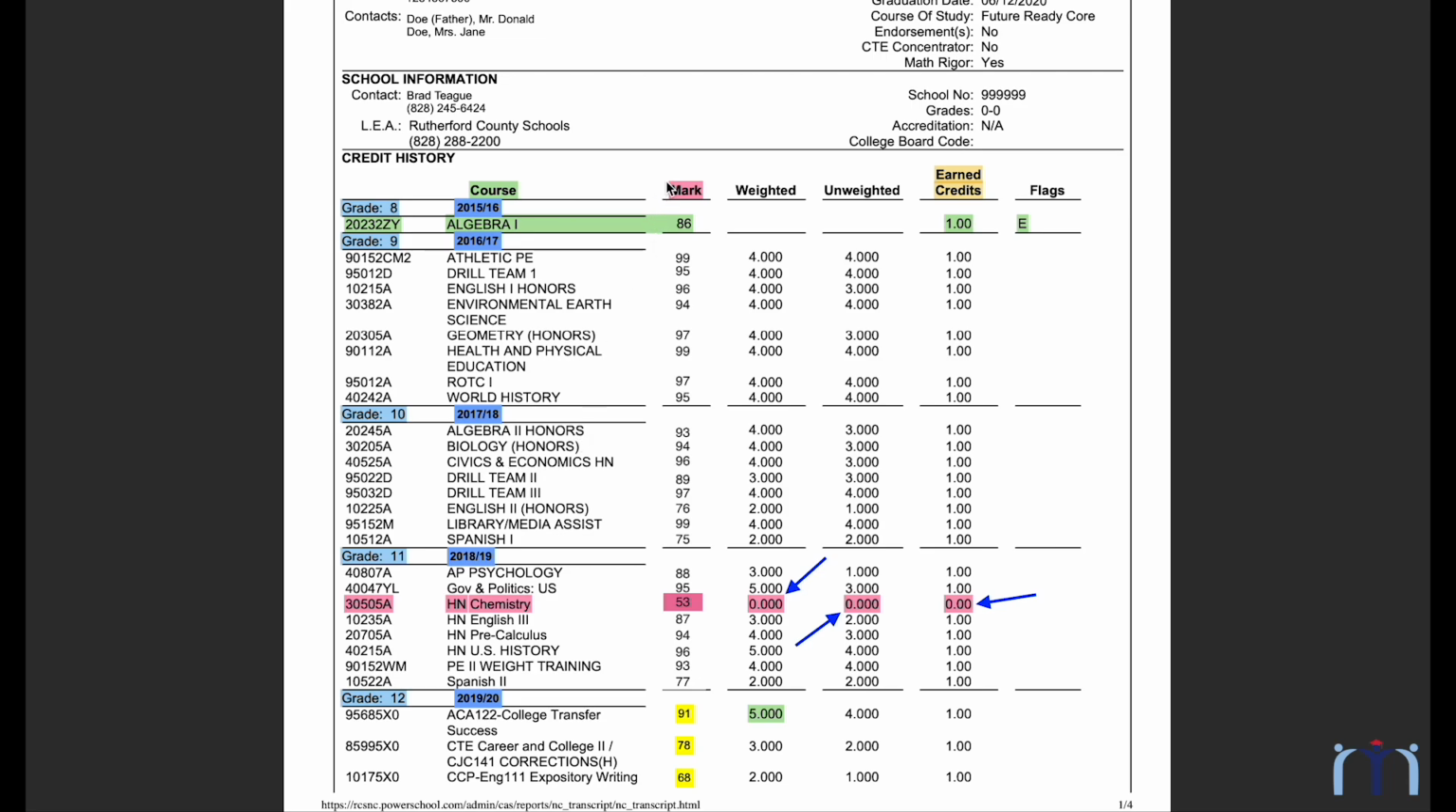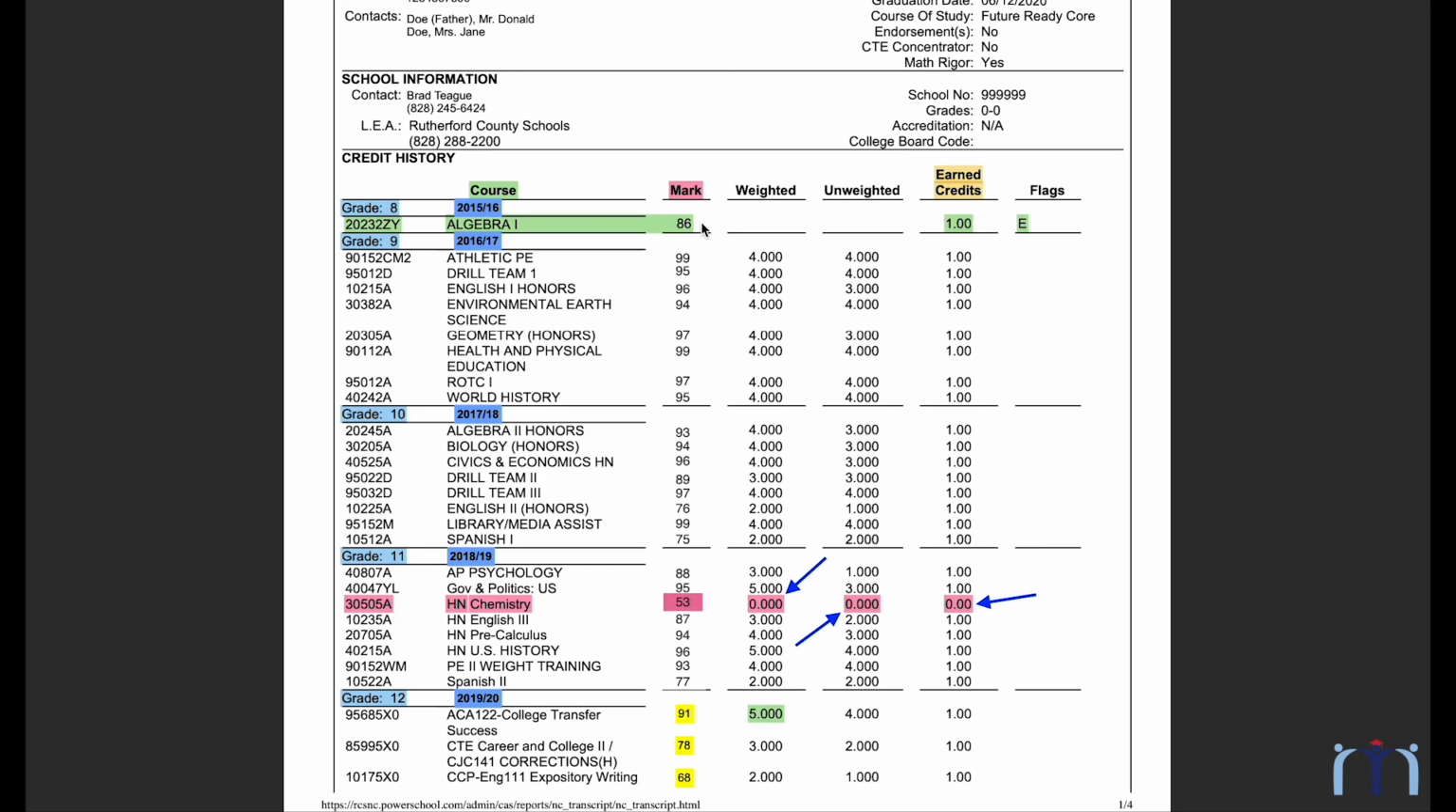The second column will be the mark. It is highlighted in red here. In previous years, there were letter grades here. These grades have now been converted for all of our students. You should only see numbers instead of letter grades. We're on a 10-point grading scale, which means 90 to 100 is an A.